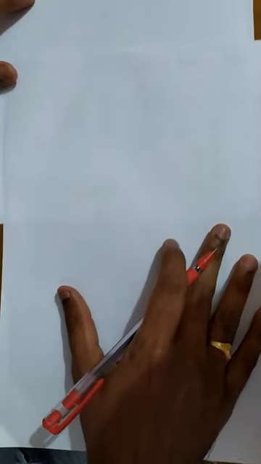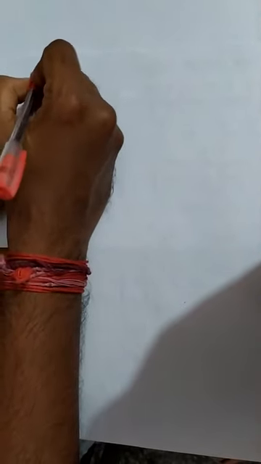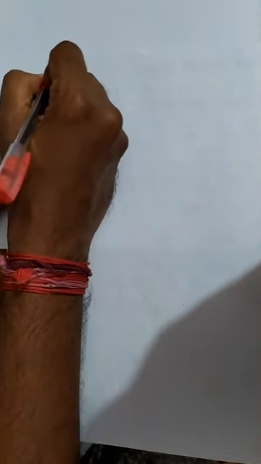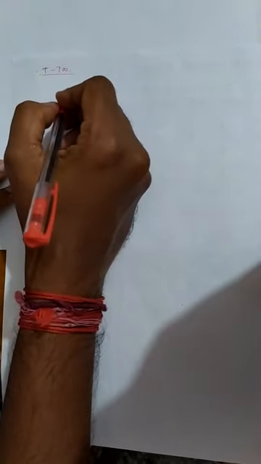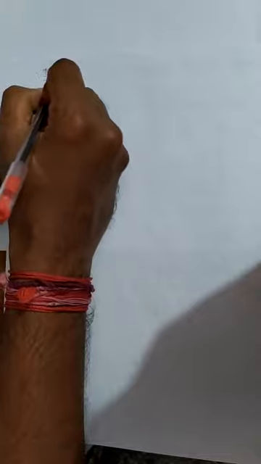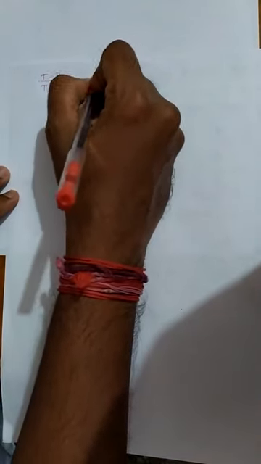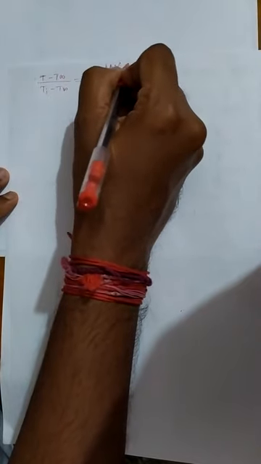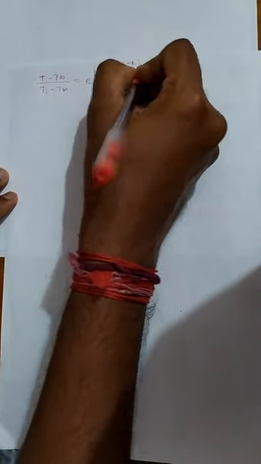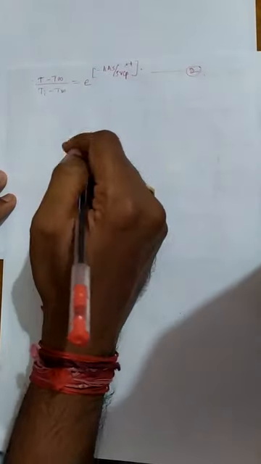Now removing the ln part, (T minus T infinity) divided by (Ti minus T infinity) is equal to the exponential of minus h into As divided by rho V Cp into t. Put this as equation 2.